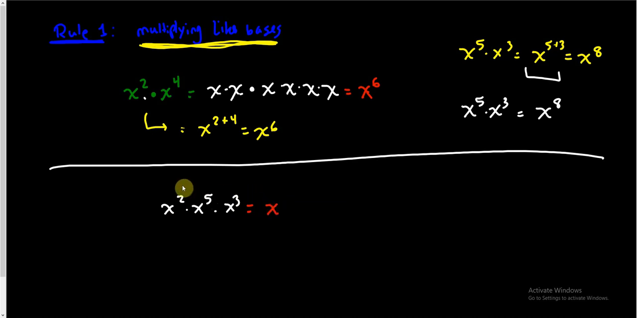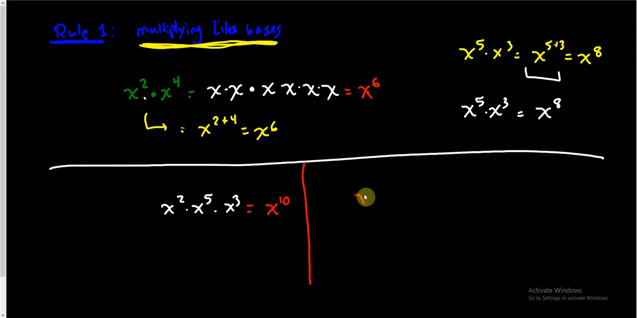And I would have 2 plus 5 plus 7 as the exponent. Sorry, 2 plus 5 plus 3. 2 plus 5 is 7. 7 plus 3 is 10. So x to the 10. Okay? So I could do 100 bases multiplied together as long as they're like.